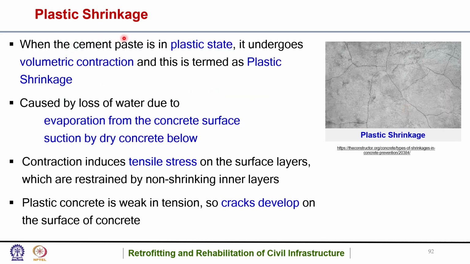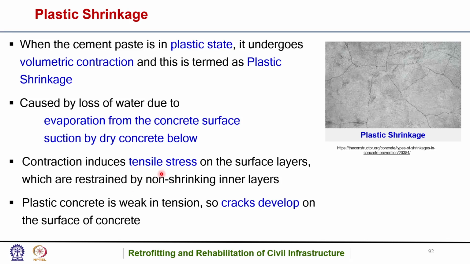Second is the plastic shrinkage. Okay, that is one of the most common shrinkages. It occurs due to the loss of water due to evaporation from the concrete surface, or suction or removal of water by dry concrete below. When the cement paste is in plastic state, it undergoes volumetric contraction, and this is termed as plastic shrinkage. Plastic state is basically the workable state.